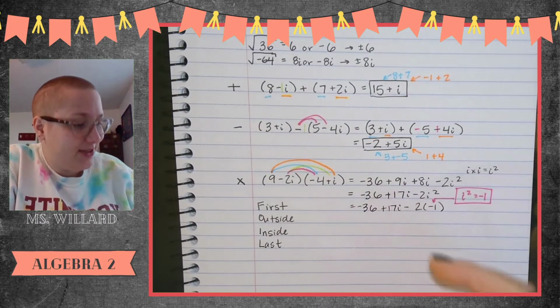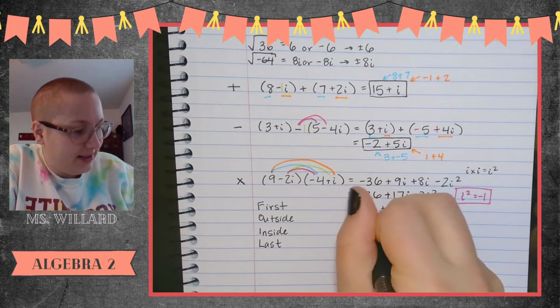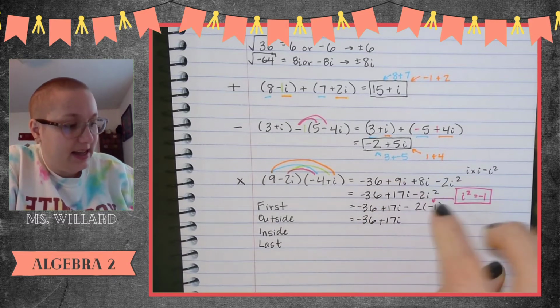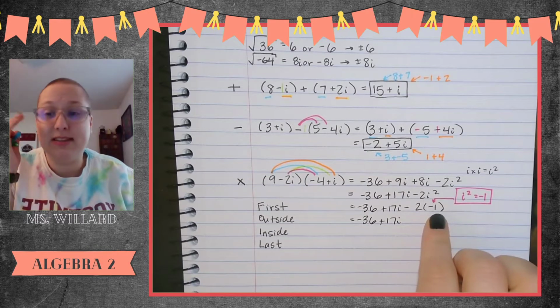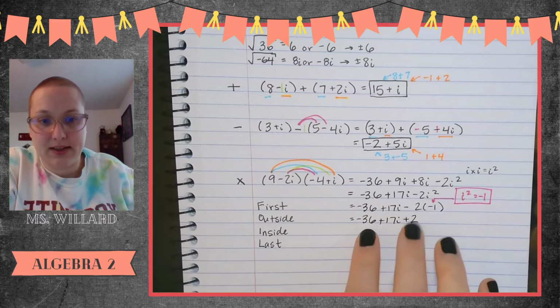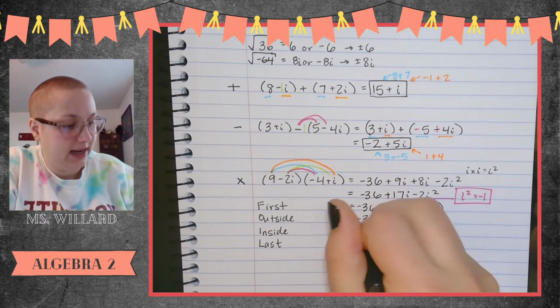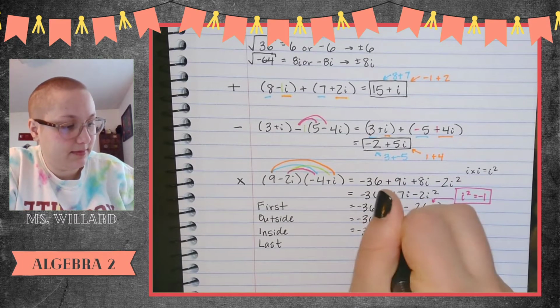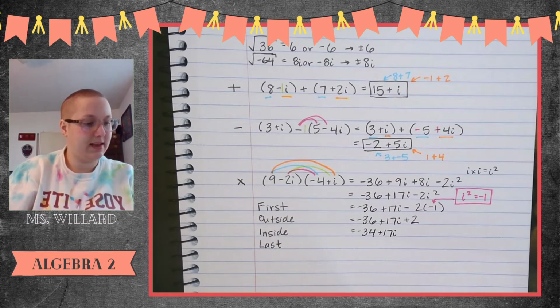So I have negative 36 plus 17i. Negative 2 times negative 1 is a positive 2. And then I'm going to put these two together. Negative 36 plus 2 is negative 34. And that's my final answer.